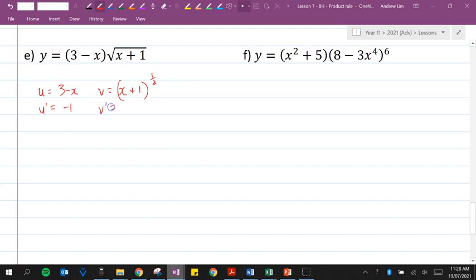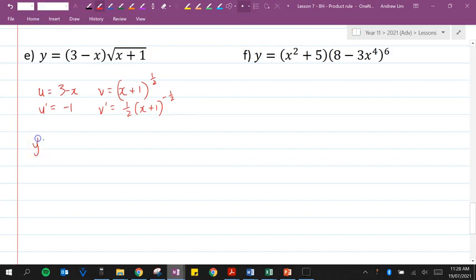v dash, going to bring down the power. Right, what's inside the brackets? Reduce the power by 1. And then we are going to multiply this, because we need to use the chain rule, by the derivative of what's inside the brackets. When we differentiate that, we get 1, which is exactly the same, so we don't really need that. Okay.